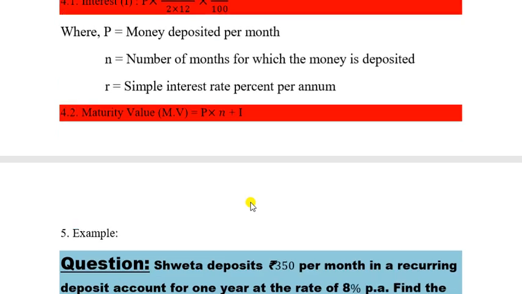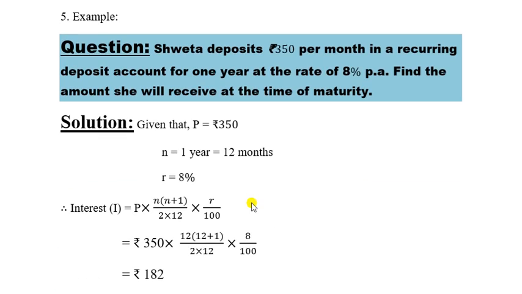So let's start with one example here. Read the question first clearly and try to understand it. Here it is written, Shweta deposits 350 per month. See here, Shweta deposited how much? 350 per month in a recurring deposit account. Which kind of account? Recurring deposit account. It is completely mentioned here.